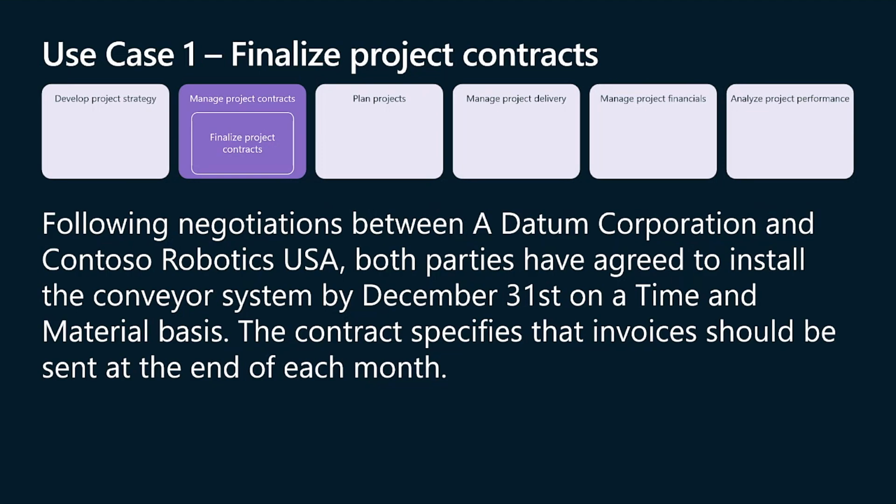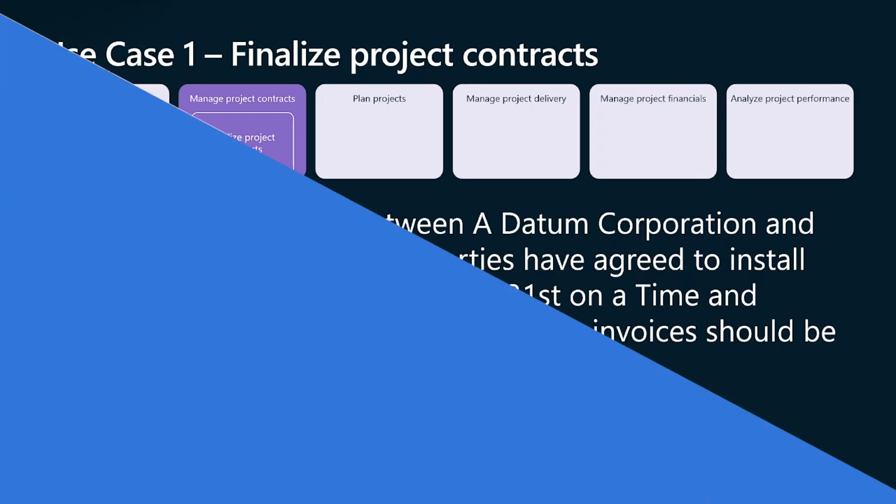So following negotiation between Adatum Corporation and Contoso Robotics USA, both parties have agreed to install the conveyor system by end of December on a time and material basis. The contract specifies that invoice should be sent at the end of each month. Now let's see how it could work in Microsoft Dynamics 365 project operation.